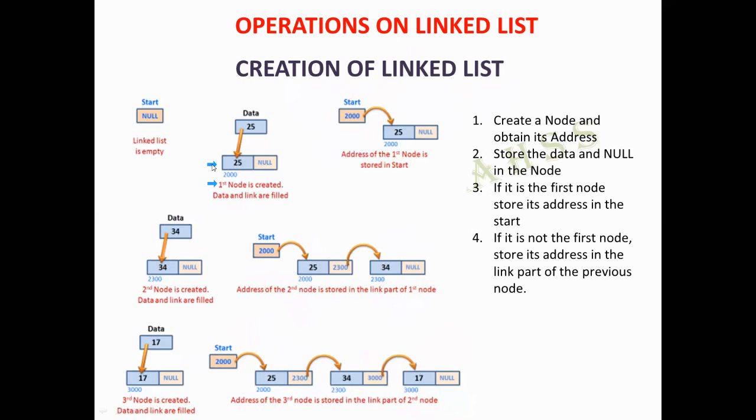You are going to enter the data, that is 25. Okay, the first node is created and data and link are to be filled. The link has to be filled there. So what is that value? Next you have to fill it over there. How are you going to fill that link part?